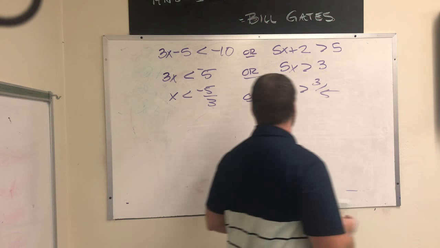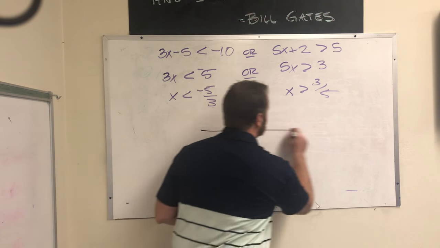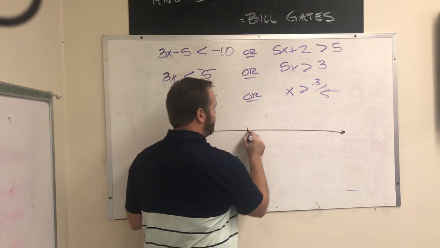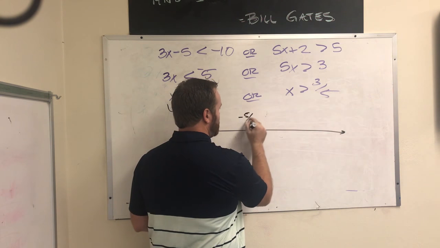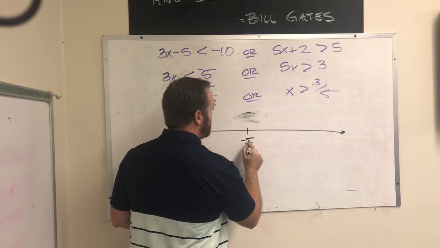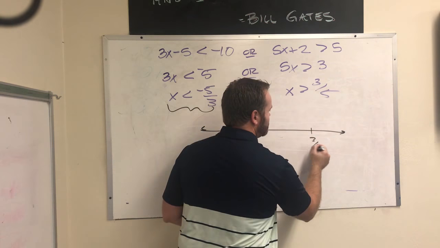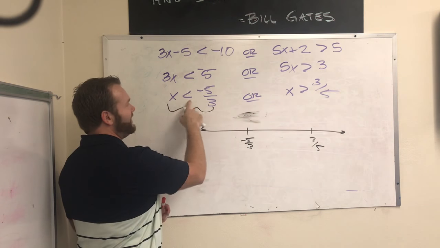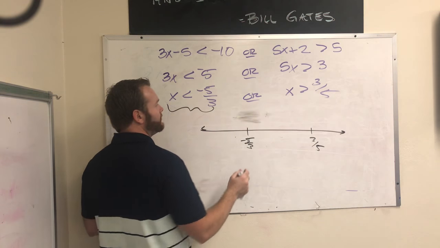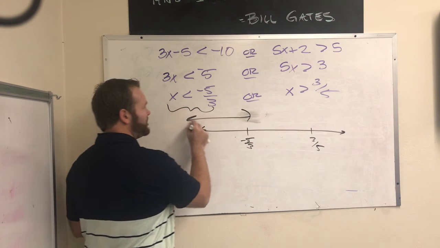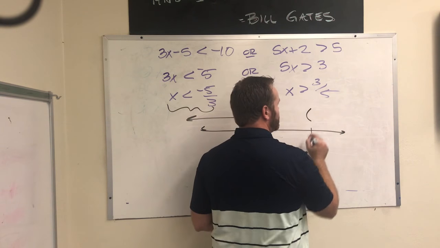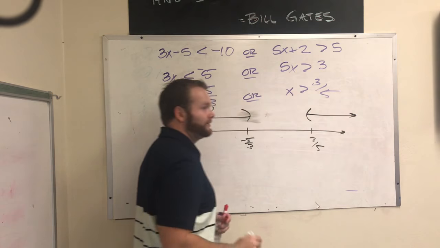So we're going to take our number line. I'm going to deal with this one first. So find -5/3. Now let's put down, and we'll find this one here, 3/5, right? If I go x is less than -5/3, what kind of notation do I use? Parenthesis or bracket? Parenthesis. And we'll shade that way, right? X is greater than 3/5. Parenthesis. Shade that way, correct?